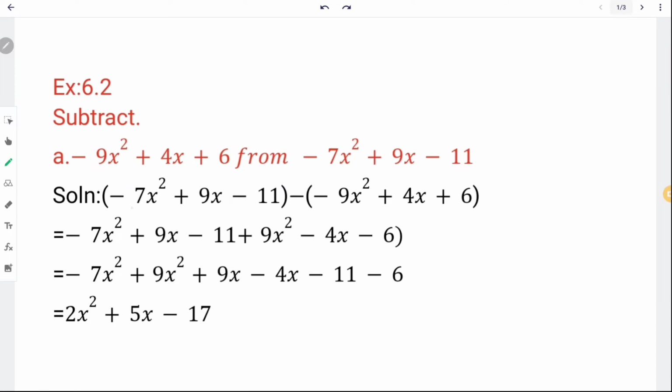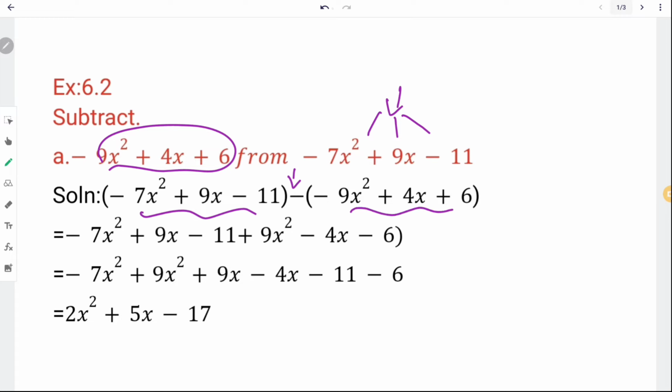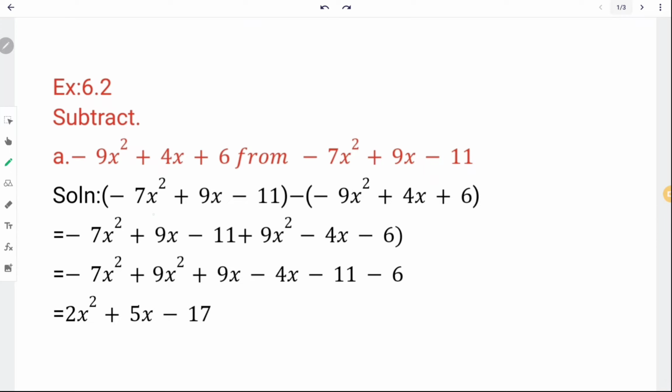You can already see here that I've written this first. Write down whatever this is first, right? And then this minus is there because of the question, and then write down this again. Once we're done with it, let's remove the brackets again. So nothing happens to the first three. Minus 7x squared plus 9x minus 11.